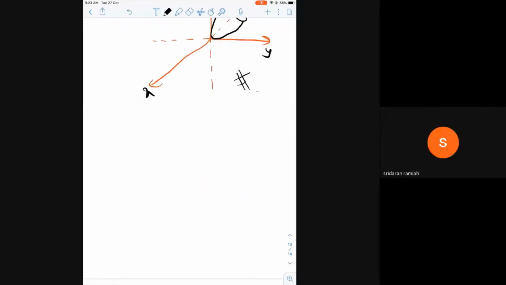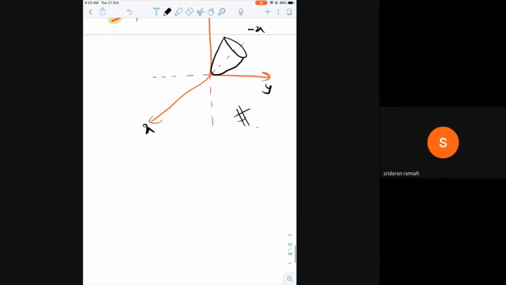Adam, kalau lukisannya tak cantik pun dapat markah ke? Dapat markah. Cantik tak apa. Tak cantik tak apa. Yang penting bentuk tu ada and then must be correct lah. Position itu must be correct. Okay? Okay, madam. Okay, thank you.